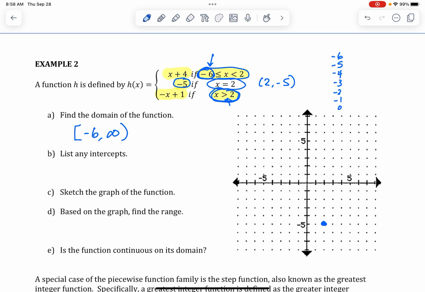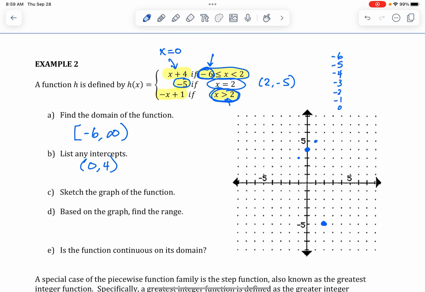Okay, so that's your domain, and now we just want to draw that. So from your intercepts, of course, when x equals 0, we're going to use this function. X equals 0 is the top function, and 0 plus 4, of course, is 4. There's going to be an x-intercept. We don't know where that is yet, but we'll see that when we graph it. All right, so let's graph it. X plus 4. Well, your y-intercept is 4. And your slope is 1.